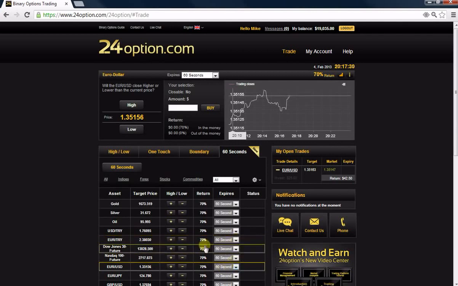So again, we're going to go to the Euro US dollar. We're already open on the Euro US dollar. Let's take a look at our balance: $19,035.